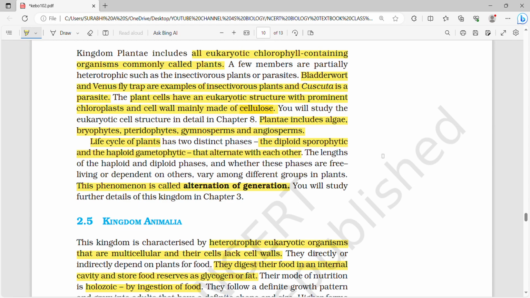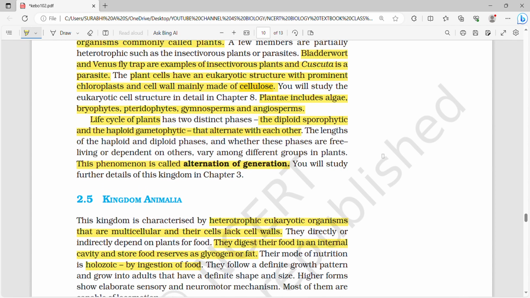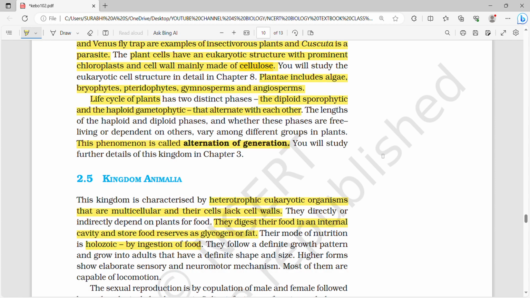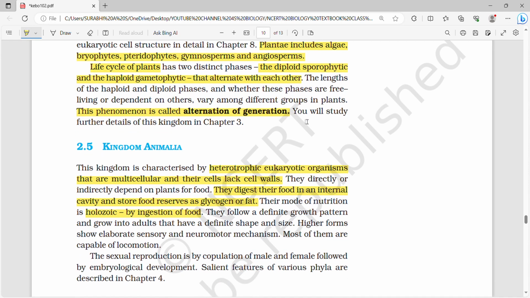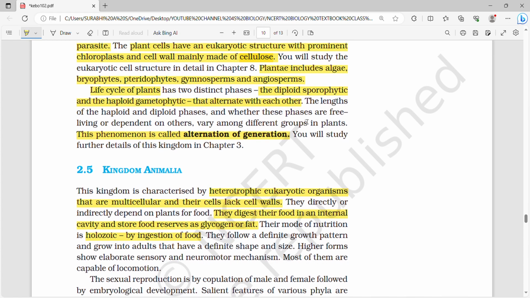So this is important. Plantae includes algae, bryophytes, pteridophytes, gymnosperms and angiosperms, which we will be learning in the next chapter. The life cycle of plants has two distinct phases, that is diploid sporophytic and haploid gametophytic, which alternate with each other. Hence this phenomenon is called alternation of generation. So you have to know diploid is sporophytic and haploid is gametophytic.